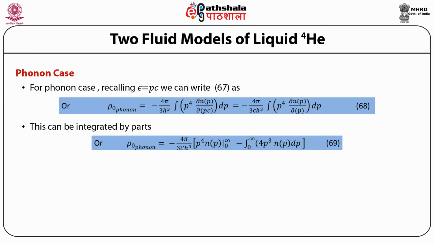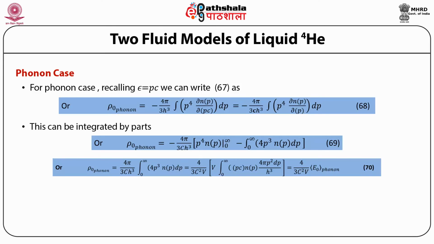ρ₀ of phonon is equal to −4π/3ch³ times [p⁴ n_p] limit from 0 to infinity, minus ∫₀^∞ 4p³ n_p dp, or ρ₀ phonon is equal to 4π/3ch³ ∫₀^∞ 4p³ n_p dp, which is equal to 4/3c²V times V times ∫₀^∞ pc n_p 4π p² dp/h³, which is equal to 4/3c²V and the average ground state energy of the phonon.